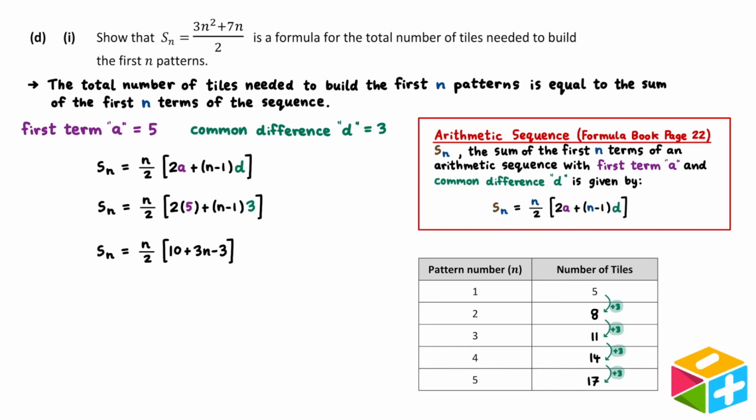From here, we can do some simplification. 2 times 5 is 10. And for the n minus 1 times 3, we can multiply out the brackets. N times 3 is 3n. And minus 1 times 3 is minus 3. Now, we can combine the number terms inside the square brackets. 10 minus 3 is 7.